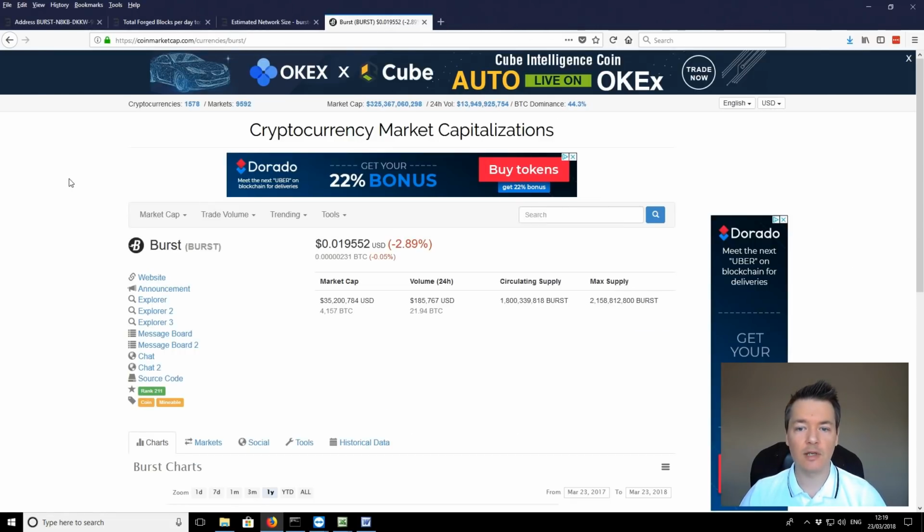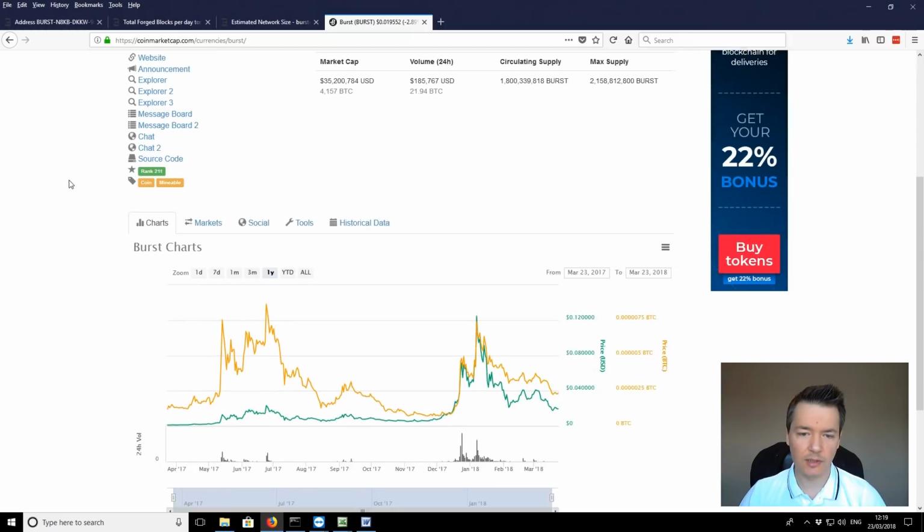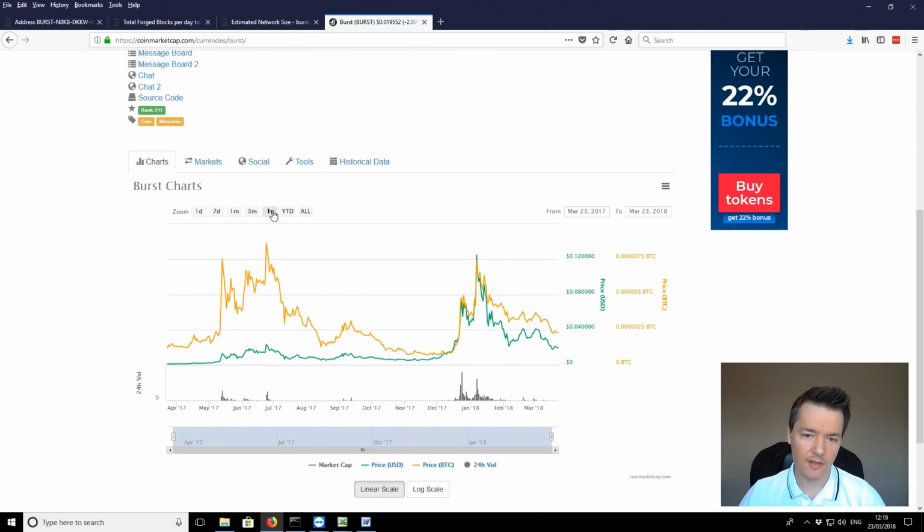Taking a look at CoinMarketCap, so you can see what the price has been doing. I've already got it on the 1 year section.